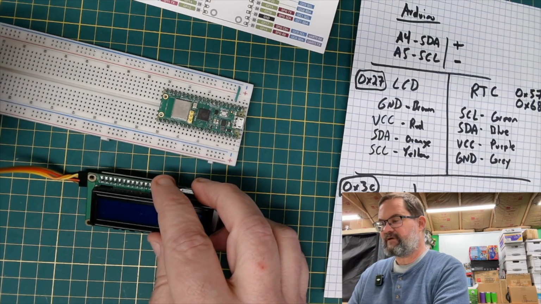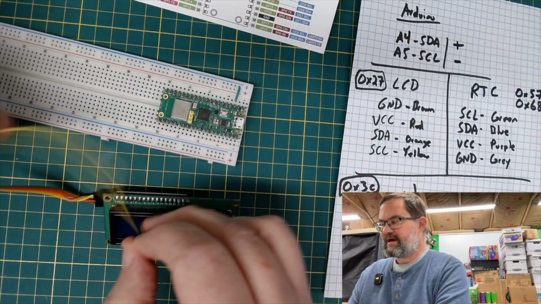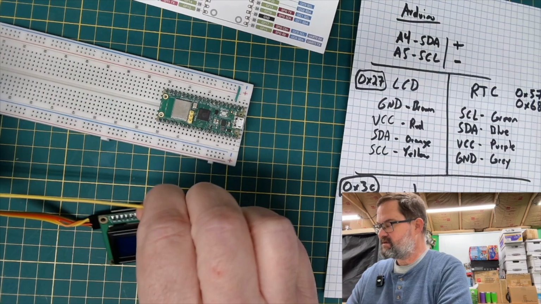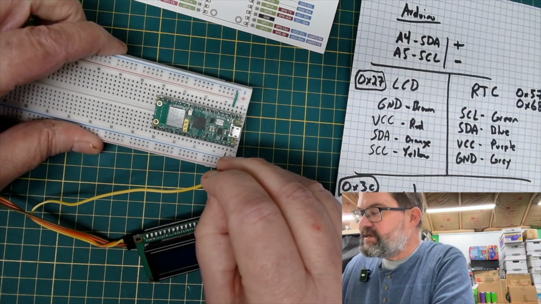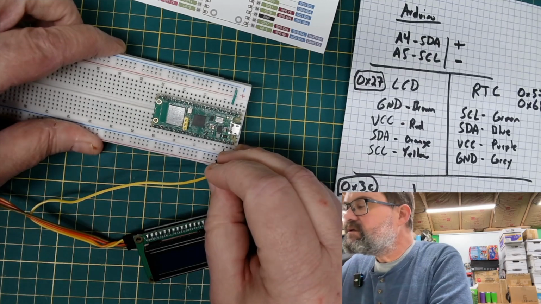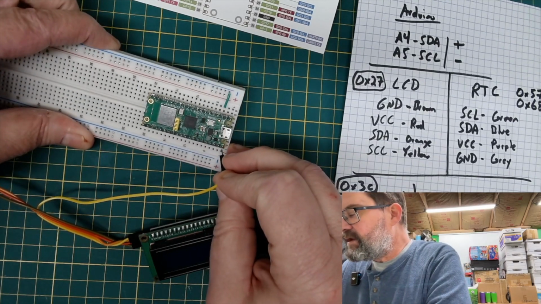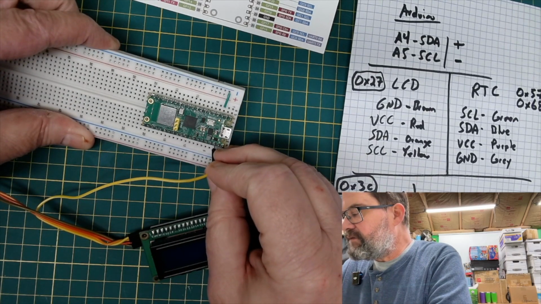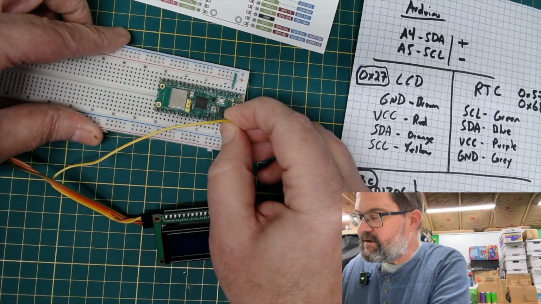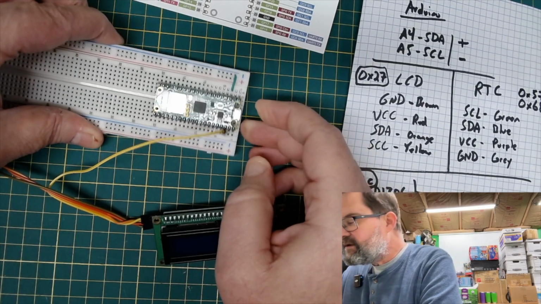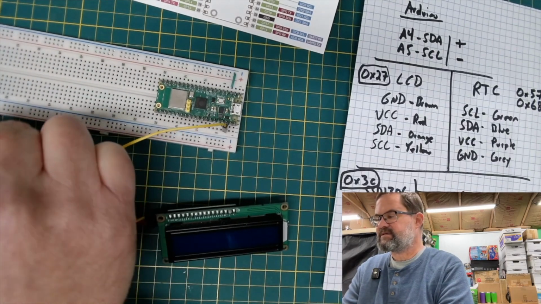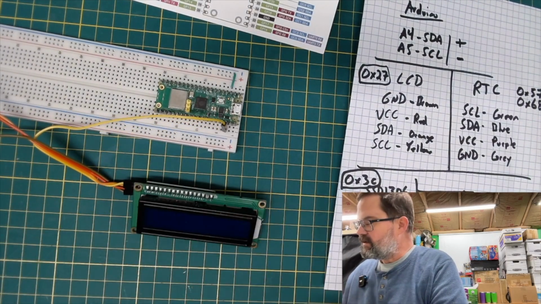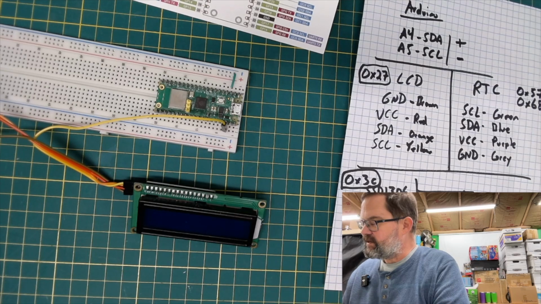So I know from my notes that yellow is our ground, and that needs to go to physical pin 38, which is right here. Yep, double check because my vision is not the best and these things are small.